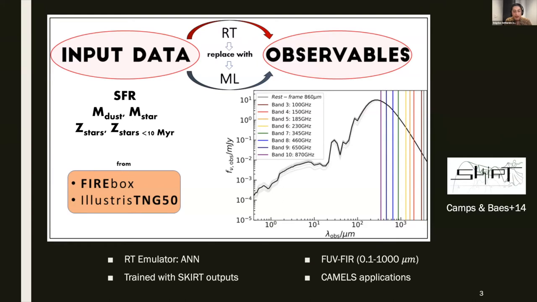In addition to any groups that use semi-analytic models, which lack particle distribution data, if we are able to create a model that can give you an SED with just global properties, which semi-analytic models do have, then that would also be useful to groups that use those simulations.